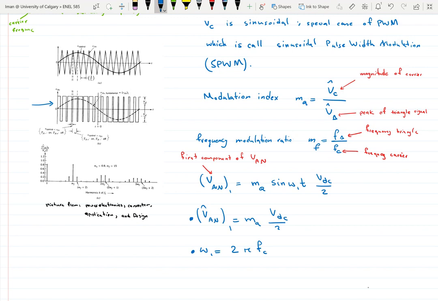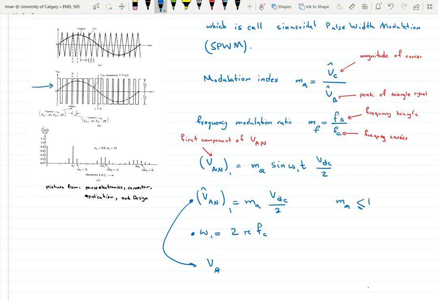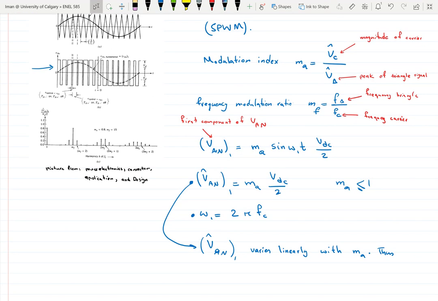Okay. So now it's important to note that MA here is only valid when it is less than or equal to 1, and so for this case, VAN1 varies linearly with MA. Thus, this is called the linear region.